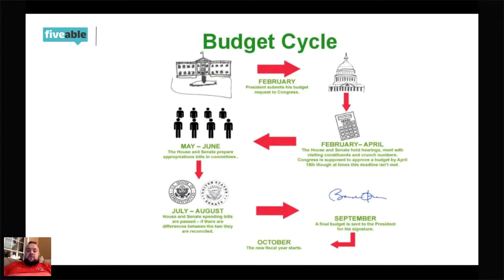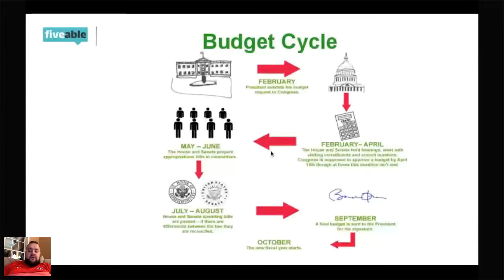So then between February and April, the House and Senate both hold hearings in their committees, basically listening to people about why certain budgets should be increased or decreased, actually looking at the numbers and the expenditures and all that, and then are supposed to approve the budget by April 15th of every year. Now, that doesn't usually happen. In fact, the entire budget being approved all together in one big swoop hasn't happened in my lifetime. I'd have to go back and look at the last year that happened. It's very, very rare.